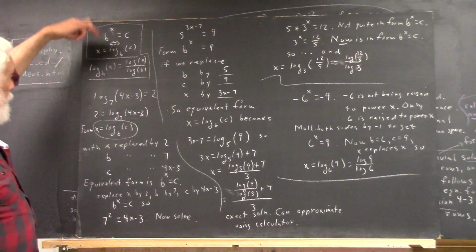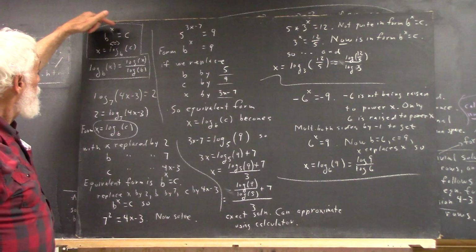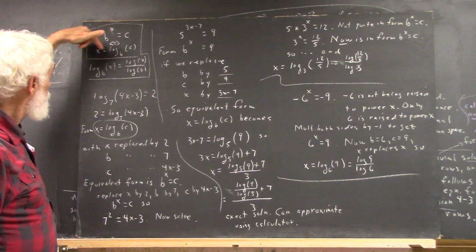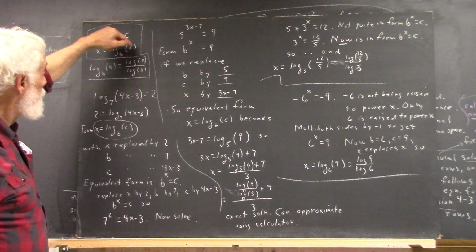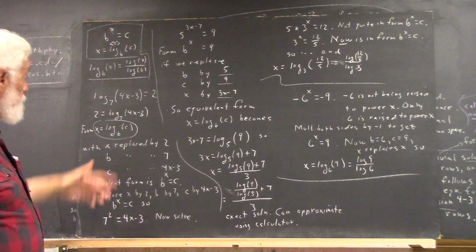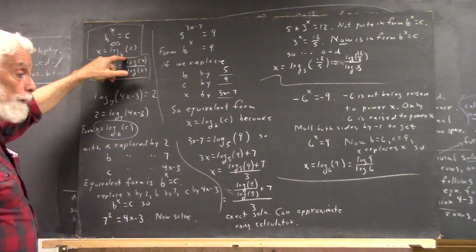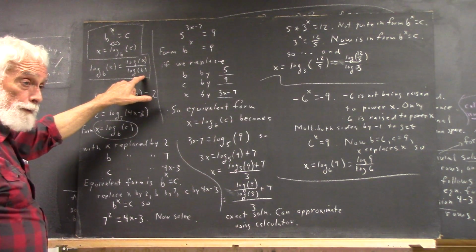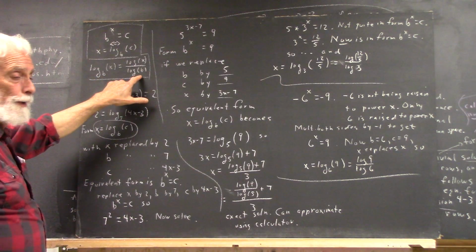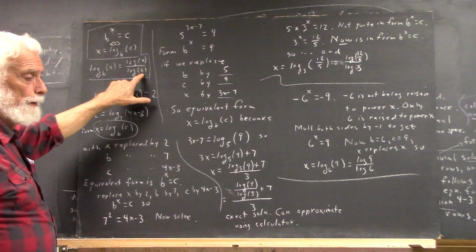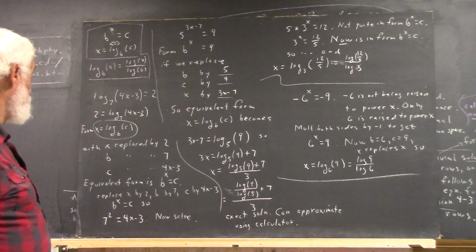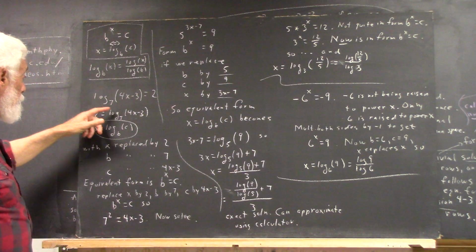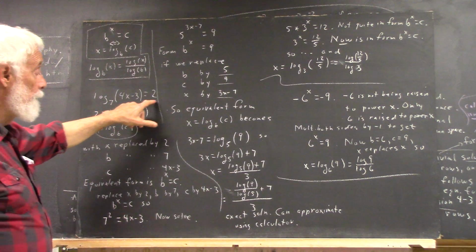Okay, as we've seen before, b to the x equals c is equivalent to x equals log to the base b of c. Also, log base b of x equals log of x over log of b. So the base of the log here is the quantity in the denominator of which you take the log. Okay, now log to the base 7 of 4x minus 3 equals 2.